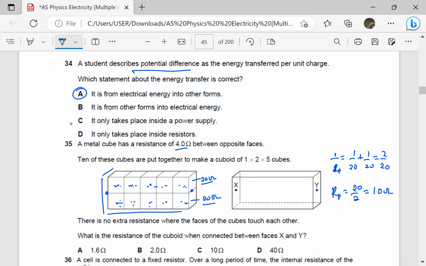Notice each had 4. That's why I have 4 plus 4 plus 4 plus 4 plus 4. These are in series, giving me 20. The lower ones are also in series, giving me 20, but then the connections are put across here, meaning the 20 and the 20 are in parallel, which gives us a total of 10. So our answer is going to be C.